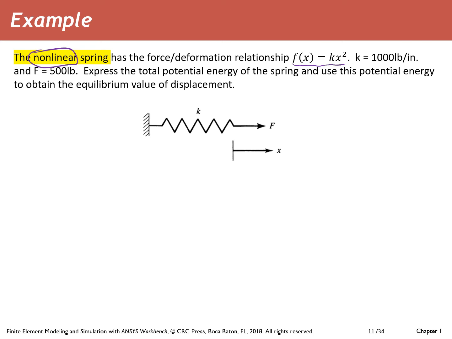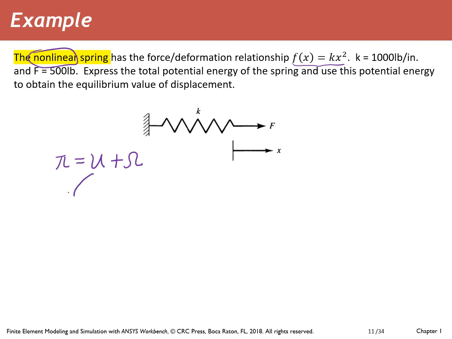The problem is to express the total potential energy. This practices how to get the total potential energy of a system, and then use the minimum potential energy principle to obtain the true or equilibrium value of displacement. Let's derive the total potential energy for the system, which equals the internal potential energy plus the external potential energy.